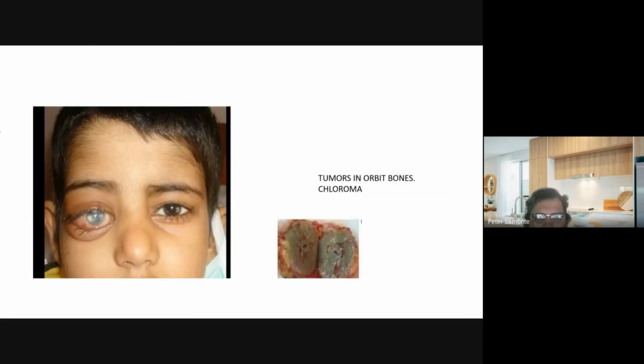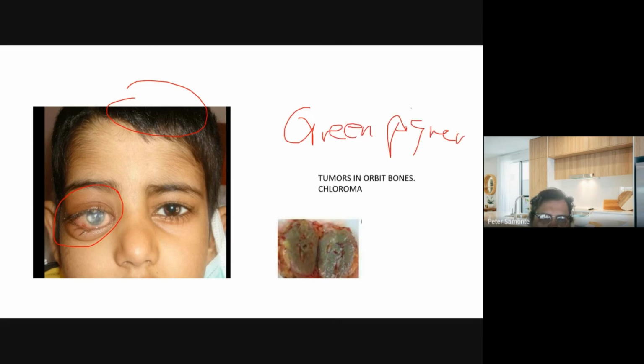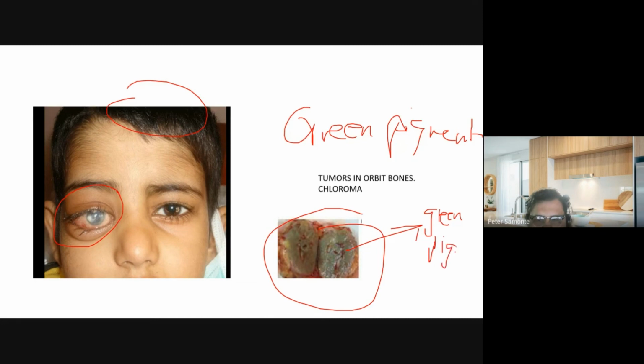So this is the appearance. It would affect the orbit of the eye. It could also affect the skull. And this is their green pigment. As I said earlier, it would have a green pigment. Now this is an example of a histological section of tumors in the orbit bone. And if you notice, it would have a green pigment. That is your chloroma.